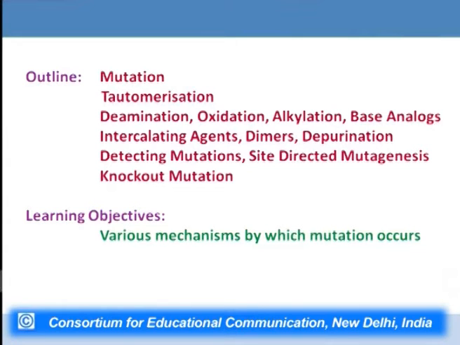So the learning objectives for today's lecture are that after this lecture we should be able to tell about various mechanisms by which molecular mutation occurs in individuals. So, describing mutation, what exactly is mutation?